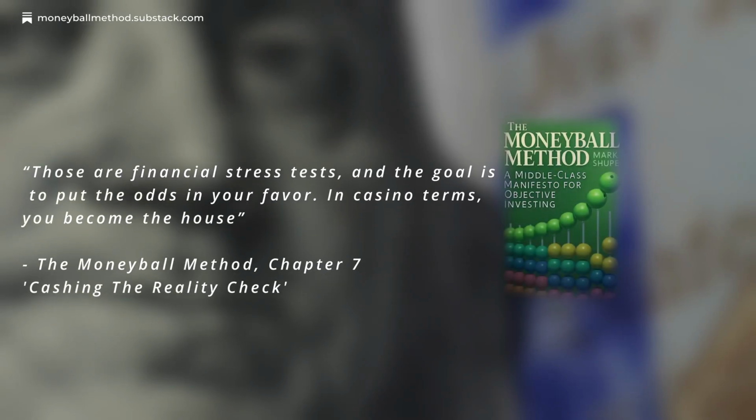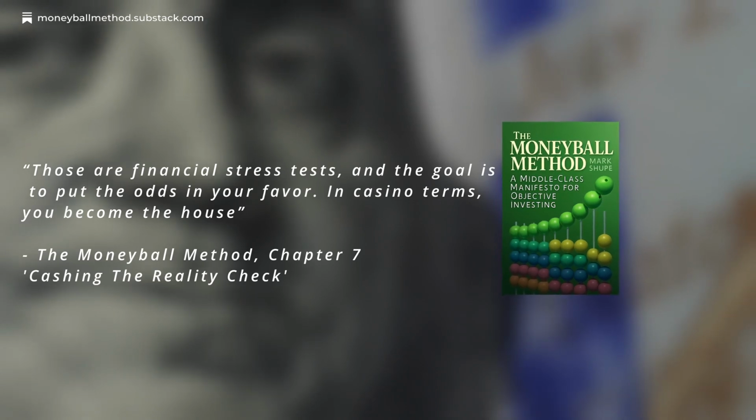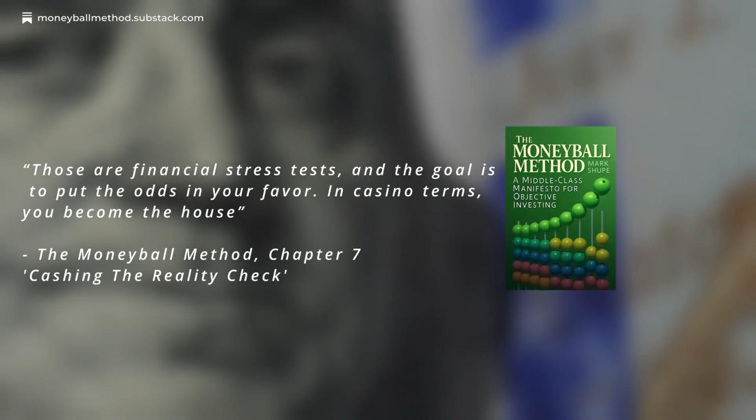However, we know using the Moneyball method that the sequence of returns, the order in which they occur, in your investing life will have a greater impact on success or failure than the investment strategy decision, greater than the asset allocation that you actually employ. To quote my book, those are financial stress tests, the goal to put the odds in your favor. In casino terms, you become the house. Because we can't predict or control the future, we can use probability analysis to increase our likelihood of success for any given investment strategy, but only if we integrate that with your particular cash flow expectations, your age and life expectancy, and your financial resources by tax category.